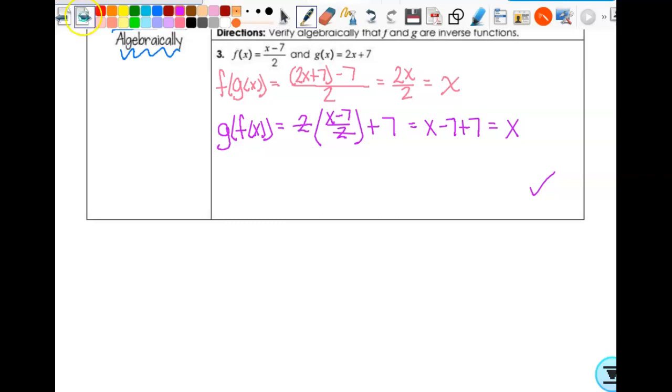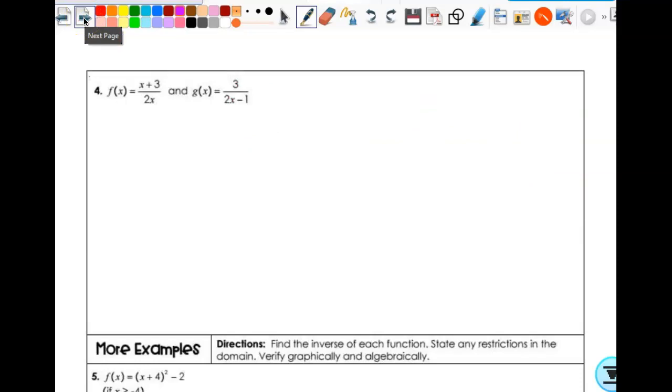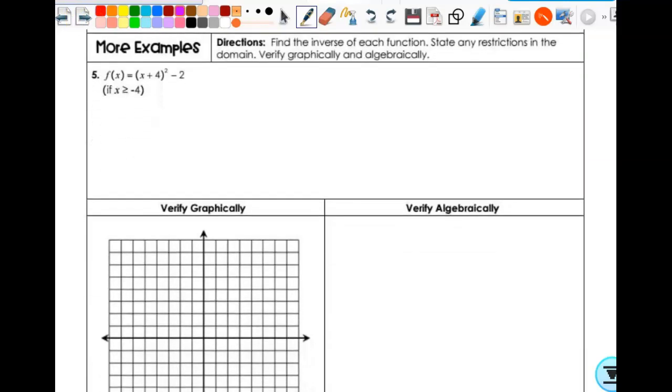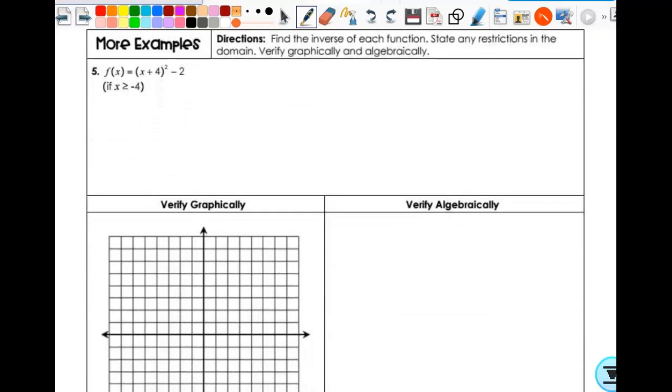We're going to skip number 4. We're going to go to number 5. Okay, this is just kind of putting it all together. It says, find the inverse of each function. That's one thing. State any restrictions on the domain. Then I have to verify graphically and algebraically. Okay, so don't confuse finding the inverse with verifying algebraically, which is what I see sometimes. You have to find it. Then we're going to verify it graphically and verify it algebraically. And we'll also have to state any restrictions on the domain.